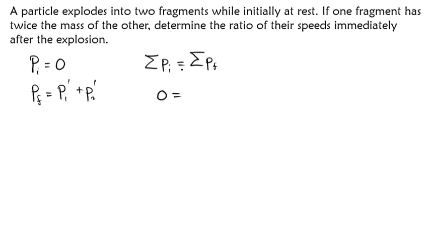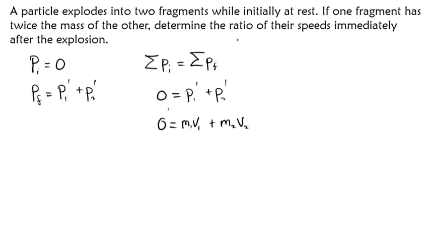Final momentum is momentum 1 prime plus momentum 2 prime. Prime just represents final momentum. Now momentum is mass times velocity. So in this case I'll say m1 times v1 plus m2 times v2.